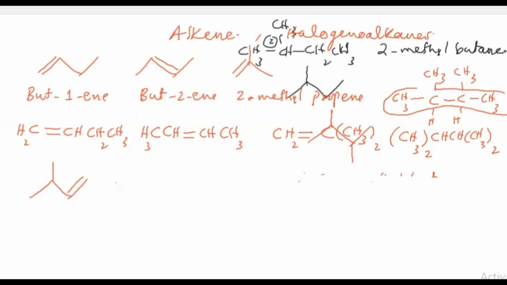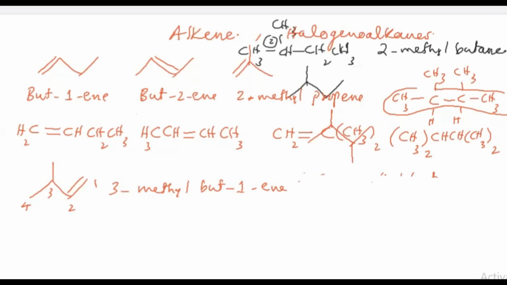In the priority order, double bond is preferred on this branch. So we'll have to start numbering from this side: 1, 2, 3, 4. This is not 2-methyl, this is 3-methyl. And 4 carbon atoms are there. This is but, the double bond is present on first carbon. So that's why this is 3-methylbut-1-ene.